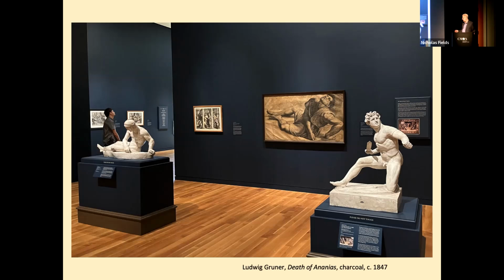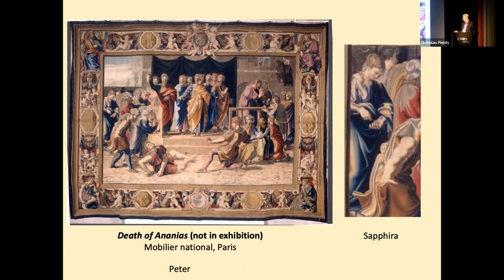And the reason that I'm talking about it is that we were lent some wonderful works that were inspired by this tapestry. For the Dresden version of the exhibition, they borrowed this version of the tapestry of Ananias from the Mobilier National in Paris, the decorative arts museum, knowing that they did not have their own version.